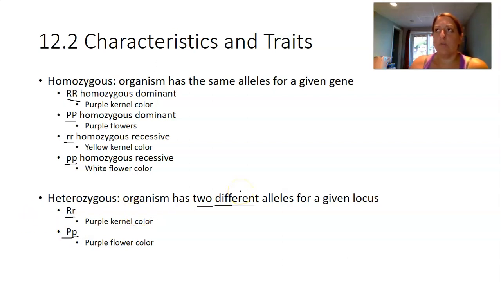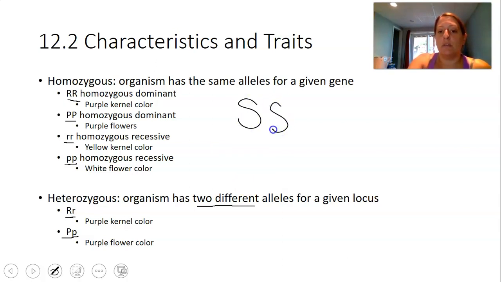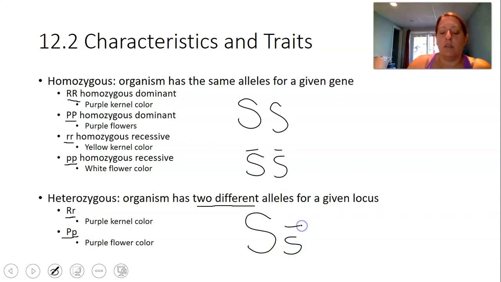Okay, let's quickly do kernel shape because that's what you're doing in lab. So again, homozygous starchy or smooth would be big S, big S. That would be the homozygous dominant. And the homozygous recessive would be little s, and those would be wrinkled. The heterozygote would be big S, little s. That would be the genotype. The phenotype would be starchy or smooth.